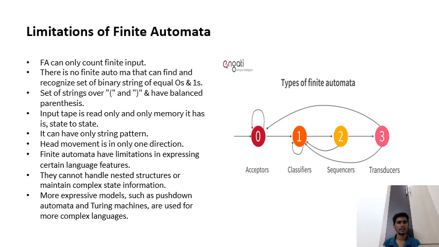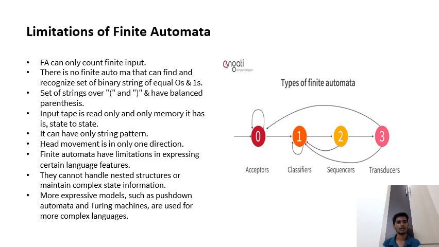Limitations of finite automata. Finite automata can only count finite input. There is no finite automaton that can recognize the set of binary strings with an equal number of zeros and ones. It can only recognize string patterns. Head movement is only in one direction.